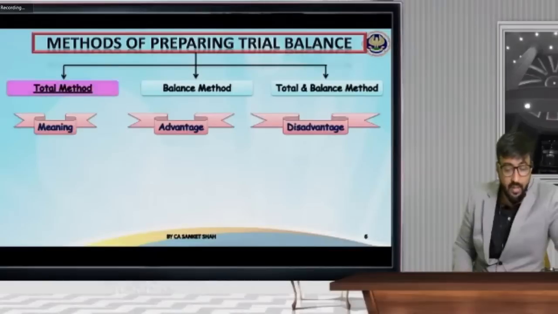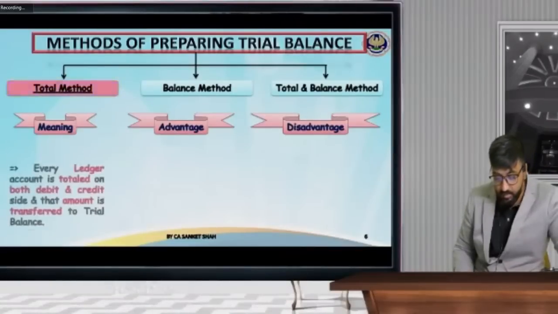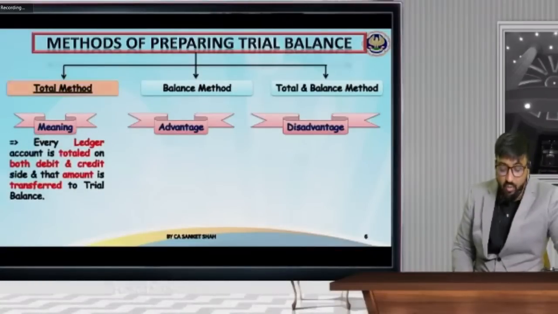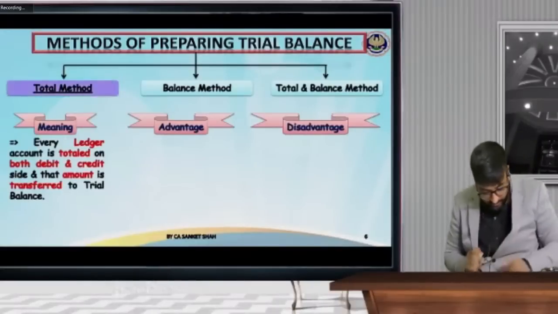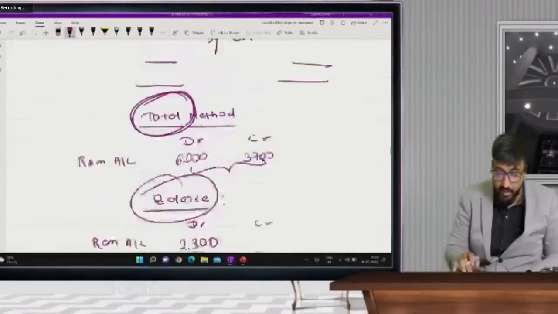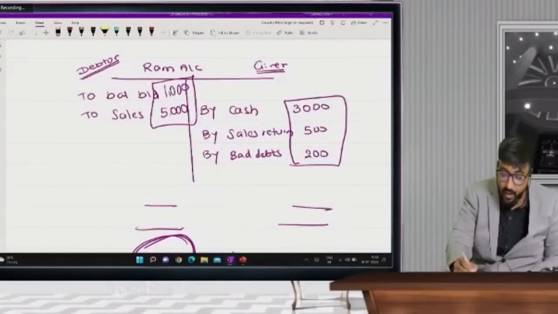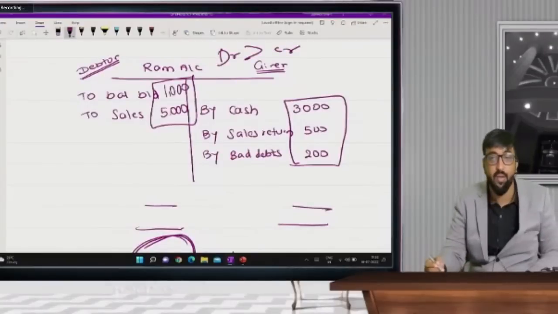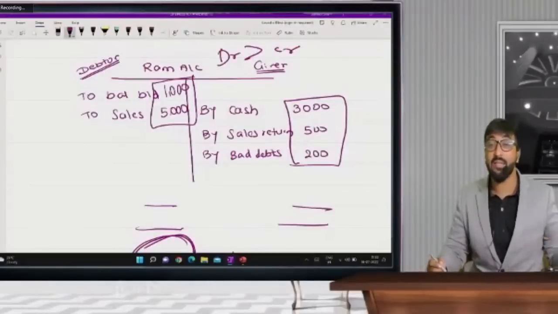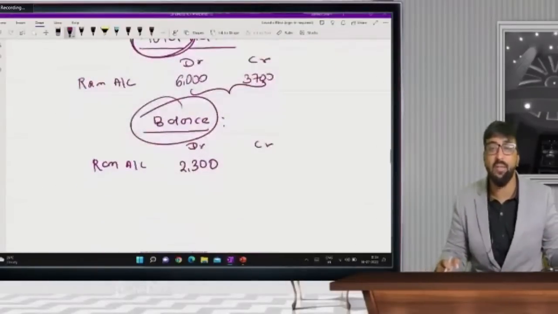That is false, beta. Ruchita, your answer is false again. Every ledger account is totaled on both debit and credit sides and the amount is taken. Debit balance means the debit side is more. If you don't write the balance carried down, your debit is greater than credit. In that case, it is called a debit balance. And if your debit is less than your credit, it is called a credit balance. Simple.